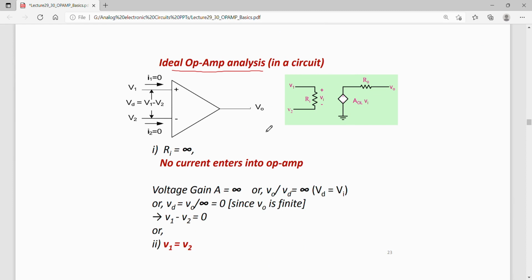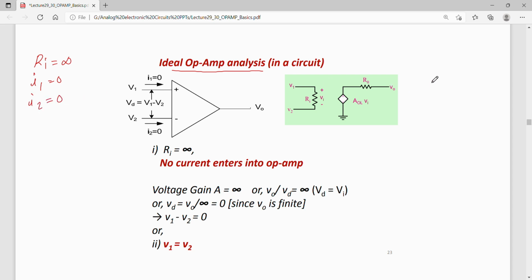Now let us do some more analysis before going into this op-amp. We had assumed that the ideal op-amp has an input impedance of infinite. So this also ensures that the current drawn by this amplifier will be 0. That is, current going from this terminal I1 is 0. Current going into the op-amp from this terminal is also equal to 0.